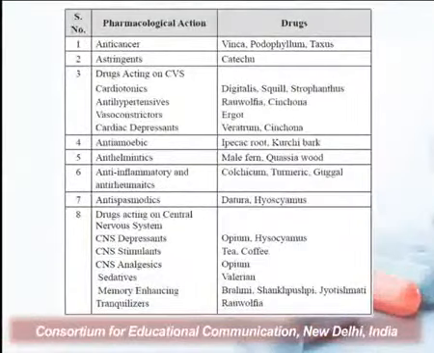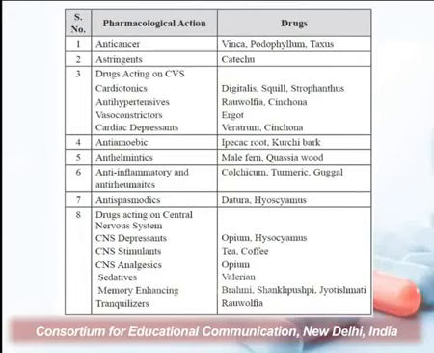Say for example, there are drugs having anti-cancer activity, and the examples are Vinca, Podophyllum and Taxus. There are drugs that act on the cardiovascular system, and they can be further categorized into their specific actions. For example, certain drugs have a positive effect on the cardiac muscles, which are known as cardiotonics, and digitalis, squill and strophanthus are examples of cardiotonics. Certain drugs help in reducing the blood pressure. They are categorized as antihypertensives, and the examples are Rauwolfia and Cinchona.